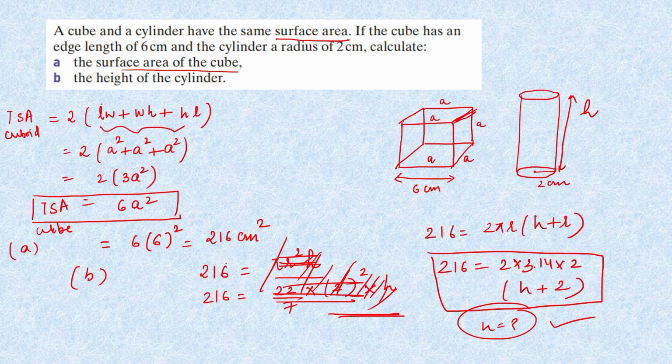Now 216 is equal to the total surface area of the cylinder, as we have just equated the total surface areas of both these objects. This is how you solve these types of questions, and you can attempt more questions on this topic. I'll cover some more topics in this series, so we'll discuss it in the next lecture.